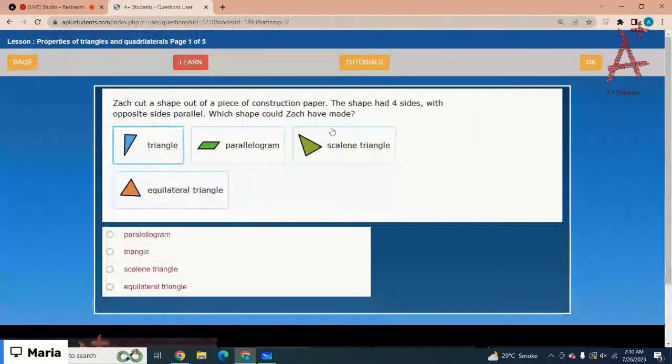Okay, Zach cut a shape out of a piece of construction paper. The shape had four sides with opposite sides parallel. Which shape could Zach have made? Okay, you are given the four options. Just one of the shapes has four sides, and that would be a parallelogram. That means Zach could have made the parallelogram. The correct option is parallelogram.